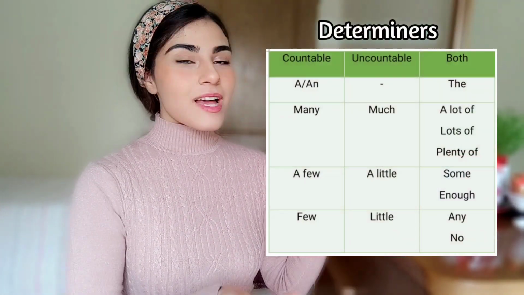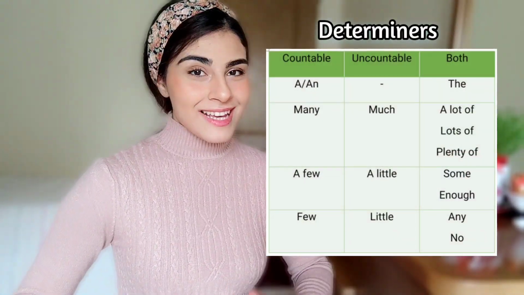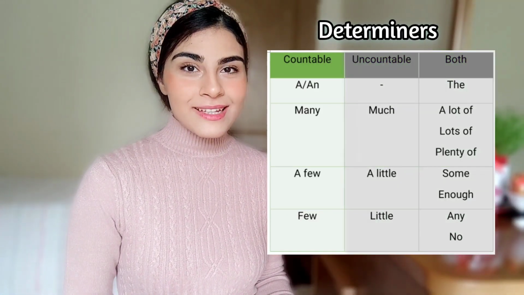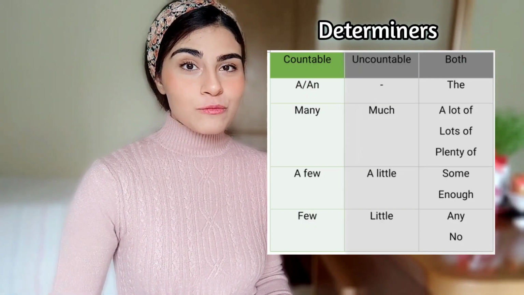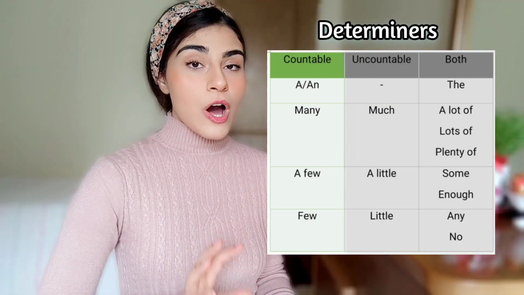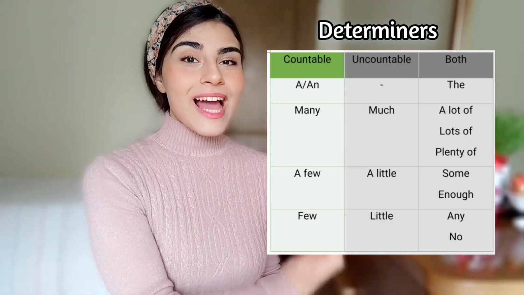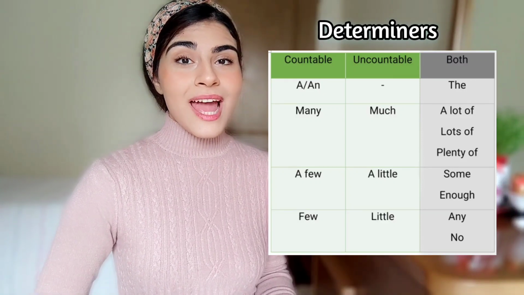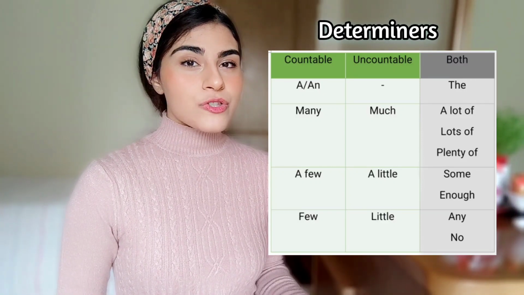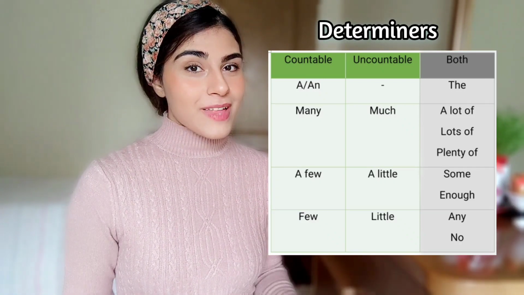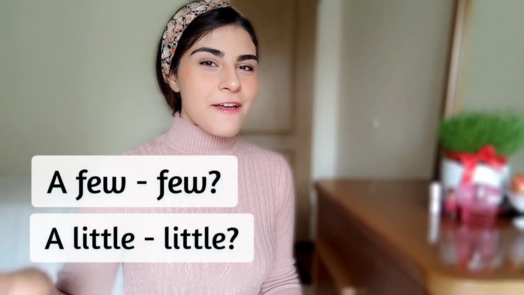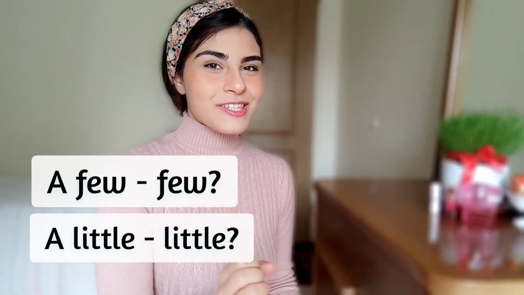I've so simply summarized it here for you so you can learn it easily without forgetting. For count nouns, we've got a or an, many, few, a few. We only use these determiners with countable nouns. And for uncountable nouns, well, we said we don't use any indefinite articles with them. So we've got no a or an, that's nothing, much, little, a little. There is a slight difference between a few and a little and little.